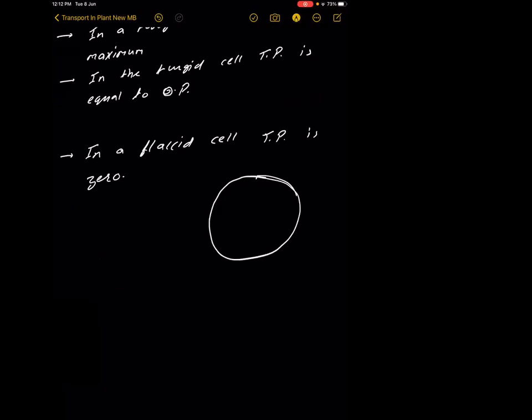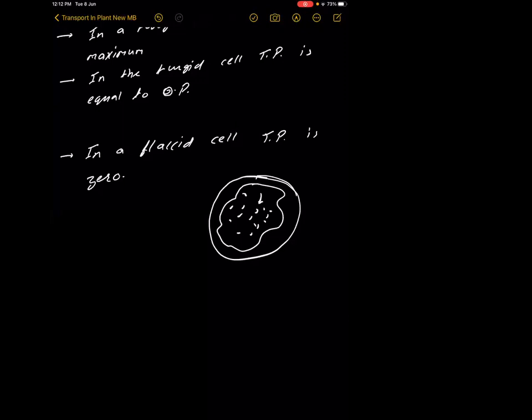In a flaccid cell, turgor pressure is 0. It means this is a flaccid cell with more concentrated protoplasm. So there is no turgid cell, meaning there is no turgor pressure. Turgor pressure is actually a production of water molecules. It is produced by water molecules. If you add some water, entry of water occurs, suppose.